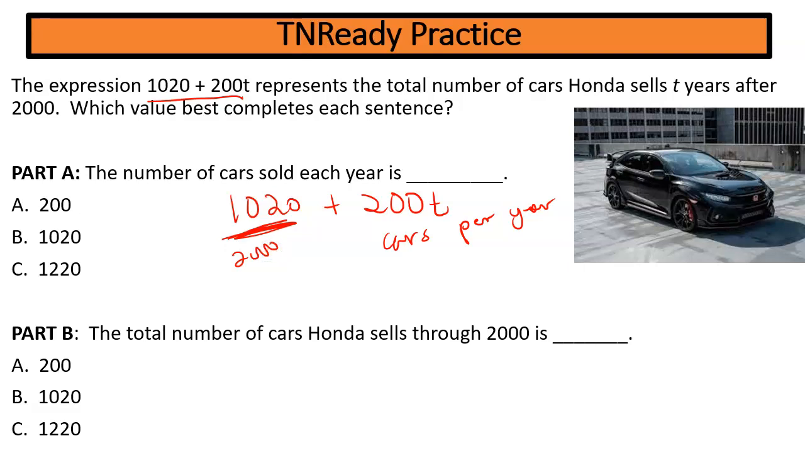Which value best completes each sentence? The number of cars sold each year is 200. Total number of cars they sold through 2000 was 1020. So again, it's just breaking up the rate of change from the initial value.